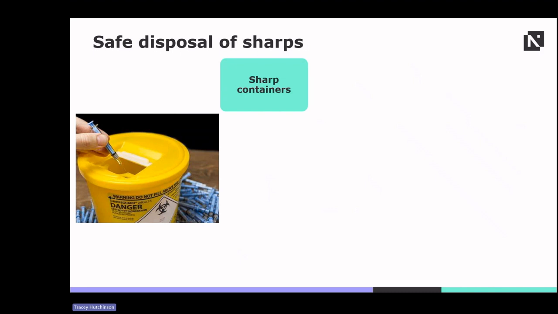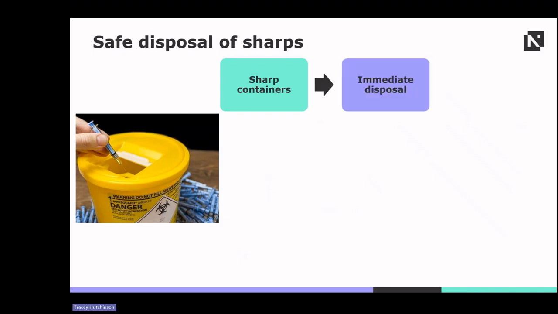First, sharp containers. Use puncture-resistant and leak-proof sharp containers specifically designed for the safe disposal of sharps such as needles, syringes, lancets, and scalpels. Ensure that sharp containers are placed in easily accessible locations near areas where sharps are used and disposed of, such as patient rooms, treatment areas, and laboratories. Select the appropriate size and capacity of sharps containers based on the volume and type of sharps generated in each area.